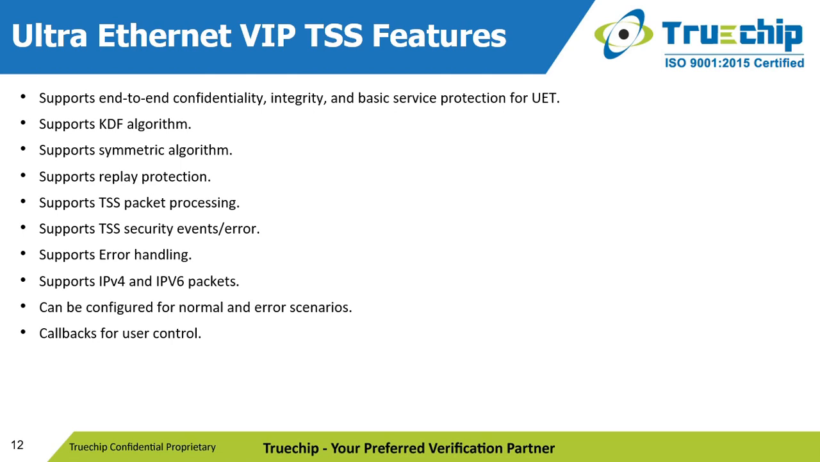Security is a critical part of the UET specification, and our VIP provides full support for the transport security sublayer. It verifies end-to-end confidentiality, integrity, and service protection for UET traffic. Our VIP supports the specific KDF algorithm, replay protection, symmetric algorithm, and proper TSS packet processing. It is also equipped to handle various security events and errors and supports both IPv4 and IPv6. It can be configured for normal and error scenarios. TrueChip provides callbacks for user control.